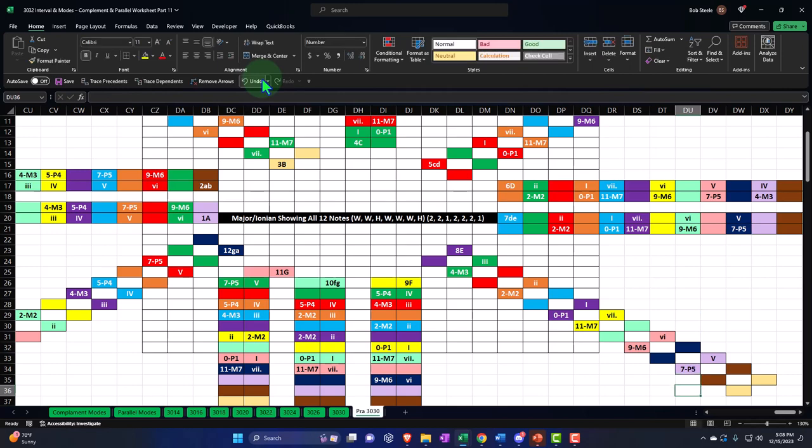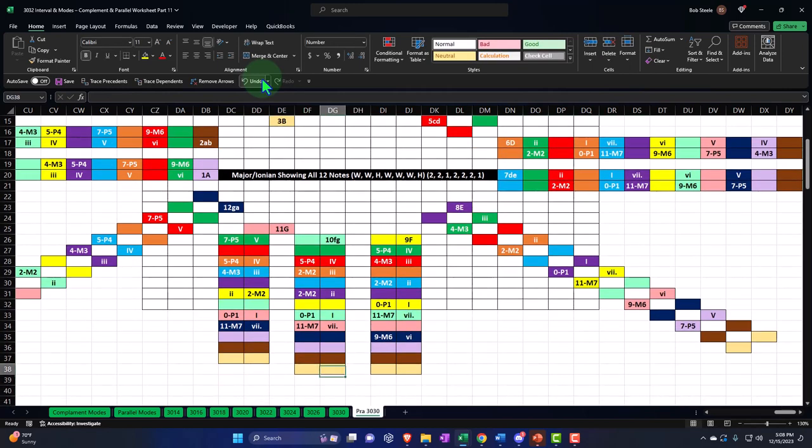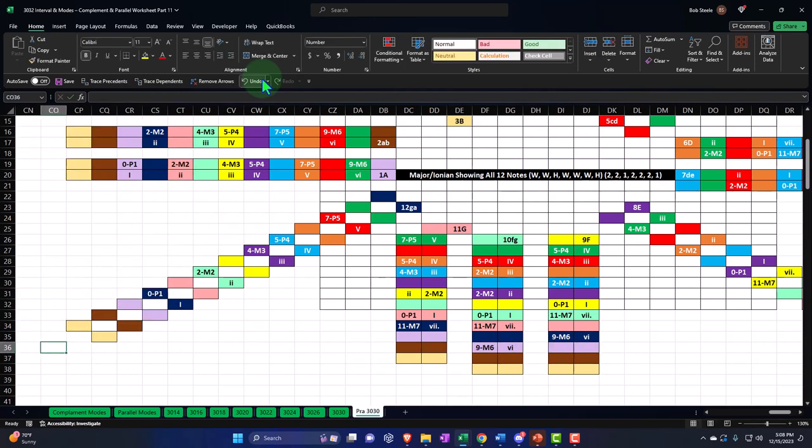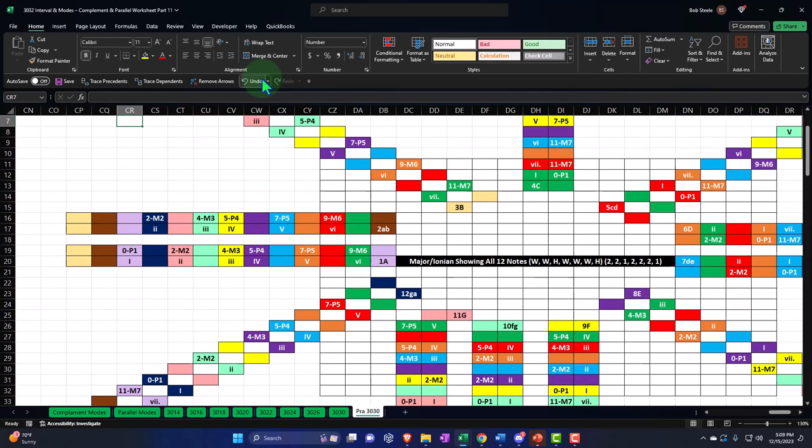5 to 6 is a whole step, and that's going to be a major 6, 9 notes away. 6 to 7 is a whole step, and that's going to be then the major 7, 11 notes away. And then a half step back home. Let's do it 2 more times.